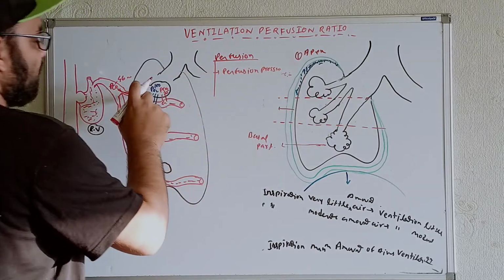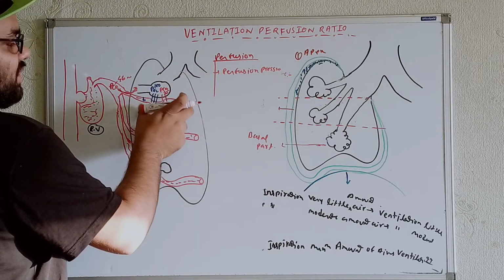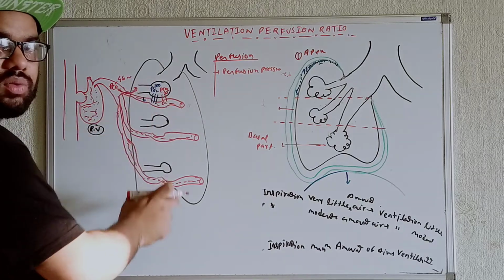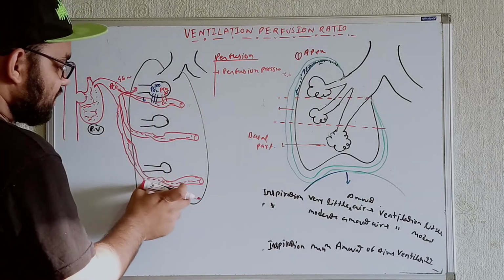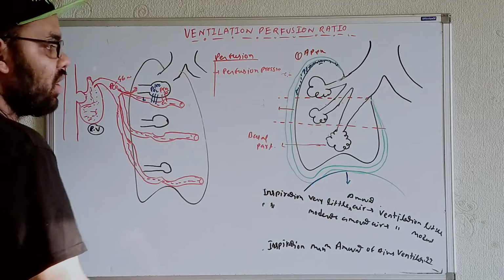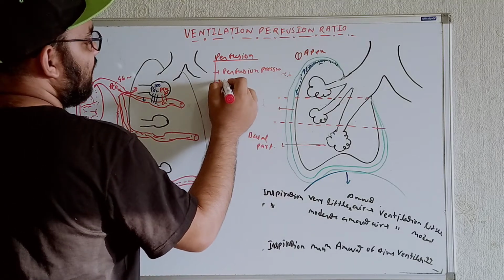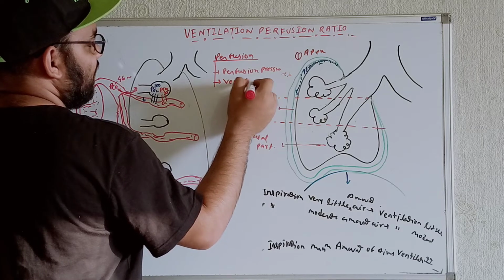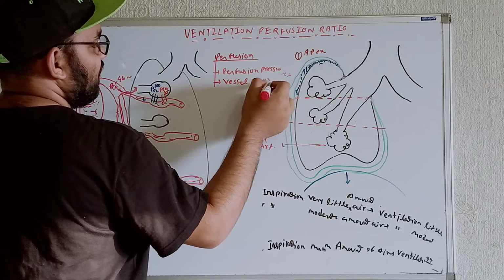Here the perfusion pressure will be the least amount. But see in these cases, the pressure will be transferred from here to the downward parts. As a result, in this position, the perfusion pressure will be maximum. So the perfusion pressure, another is what? The vessel resistance.